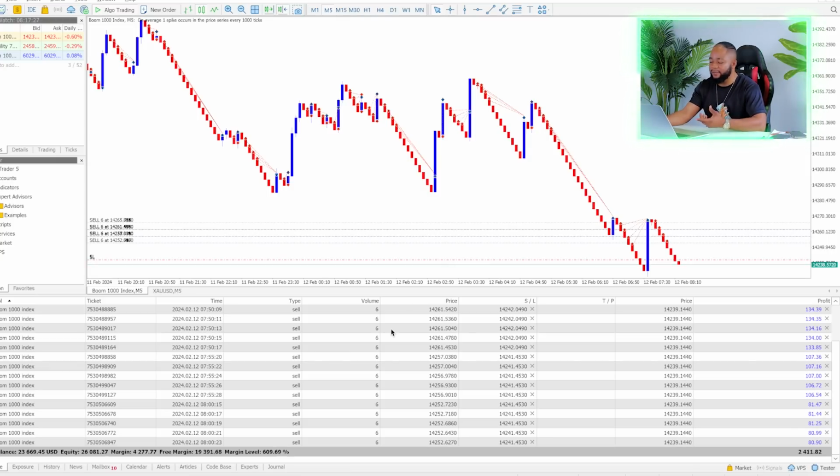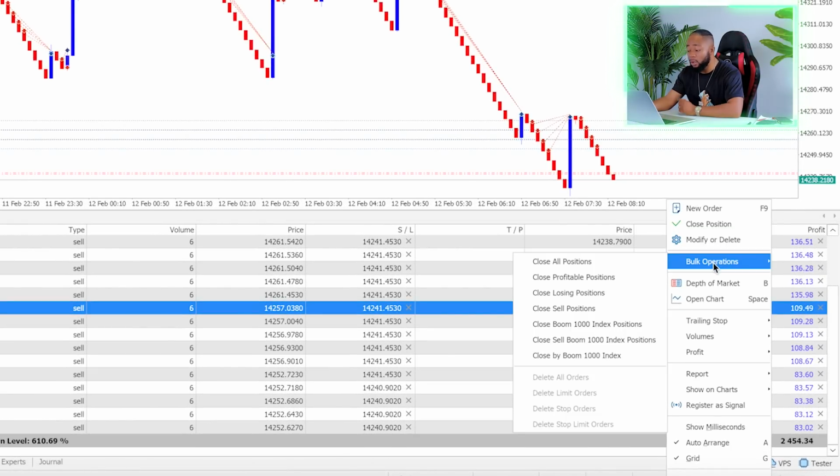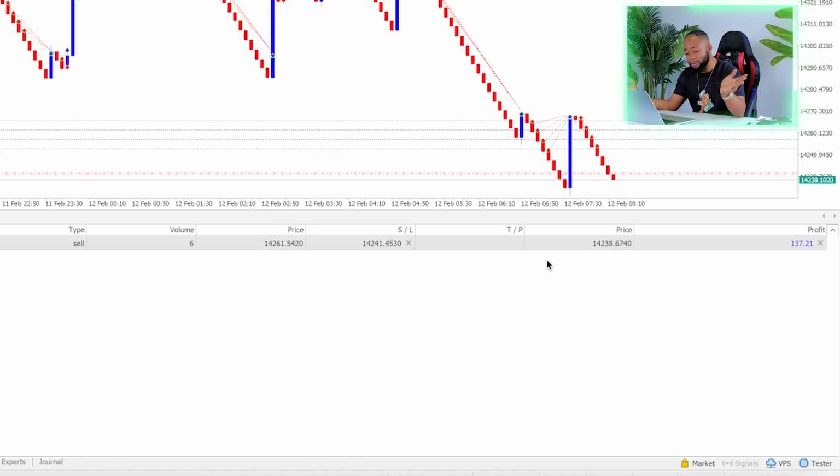But like I said, if I'm using a volume or a lot size of 6, once I've already made a profit of between $4,000 to $5,000, you just right click on any trade, go to where it says bulk operation, and then you can just close all the trades. Are you guys ready? Let's close all before we finish this video. 1, 2, 3, go. We're done.